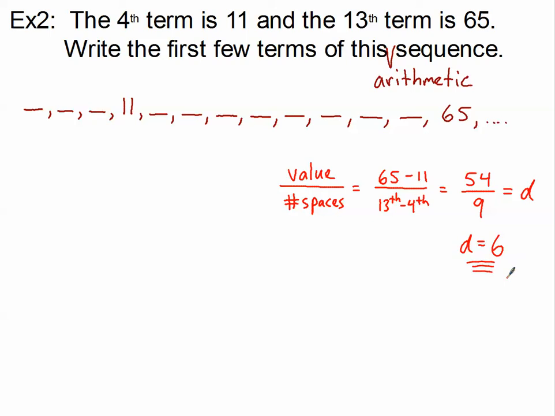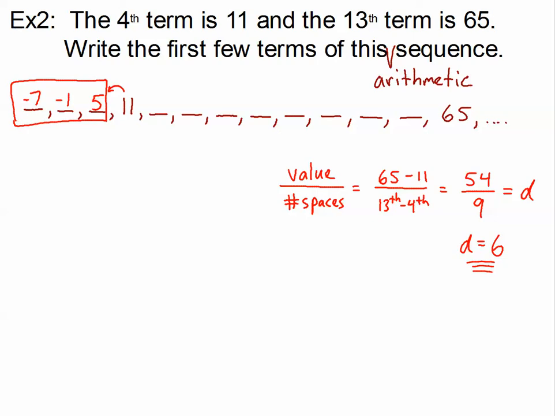That's mathematically how you can always figure out what D is given any two terms of an arithmetic sequence. You take the value by subtracting backwards, and then you divide that by however many spaces there are, basically the number of terms subtracted. Do that division and you have what D is. So if D is 6, then we can simply go backwards and subtract 6 and get 5, subtract 6 and get -1, subtract 6 and get -7, and those are the first few terms. So that's a way that will always work.